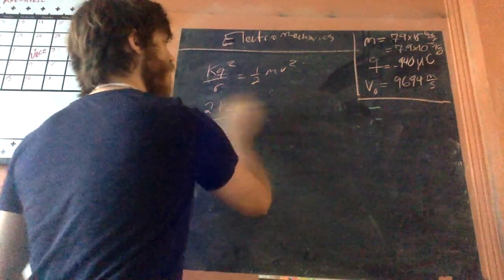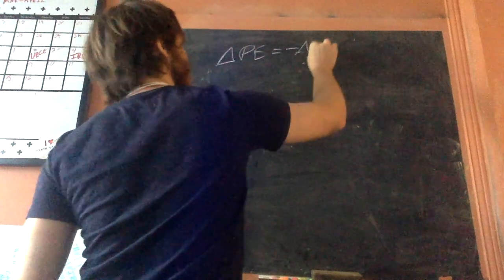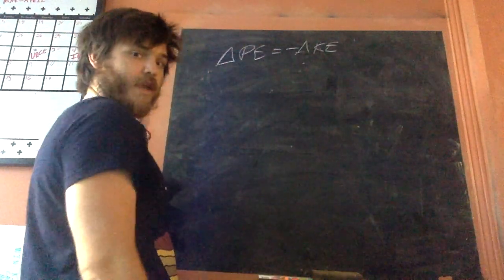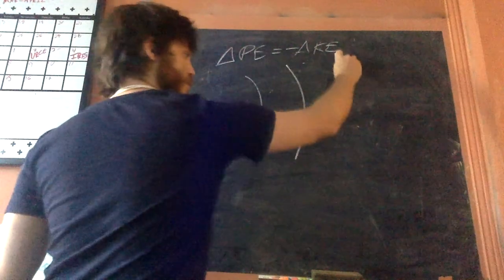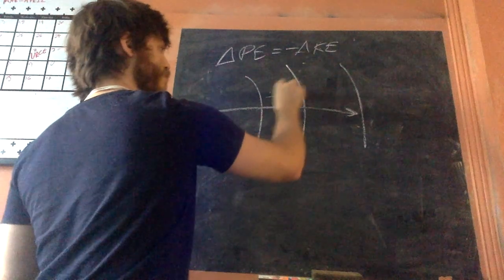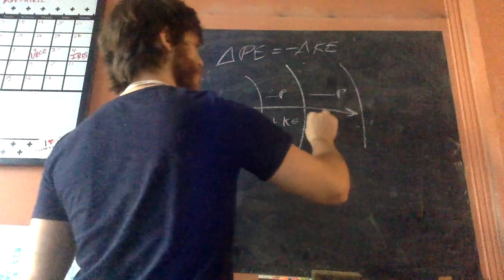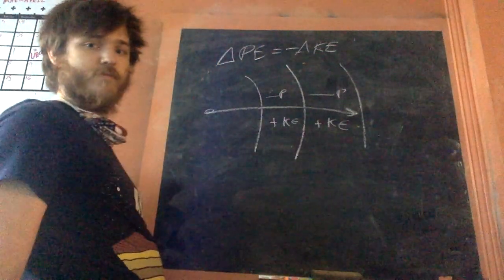So, if you have any questions about that, feel free to email me. And when we're working on problems like this, the key thing to take away is that the change in the potential energy is equal to the negative change in kinetic energy. As we travel along these potential lines, we're losing some potential energy because this is a negative change in potential energy, which means that this is a positive change in kinetic energy. Cool.